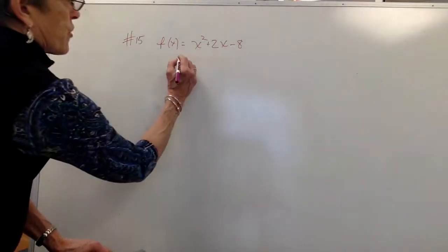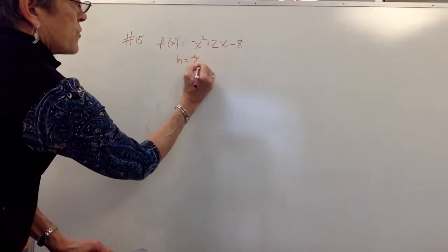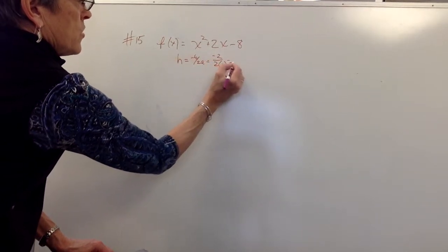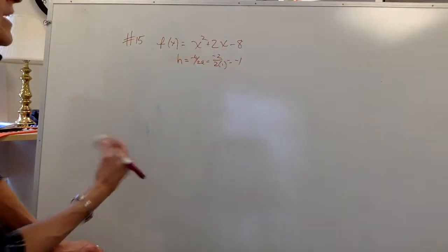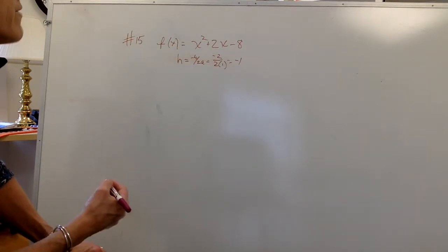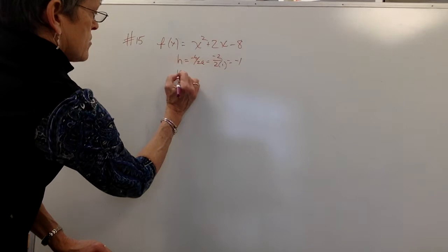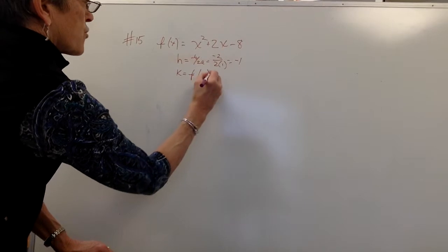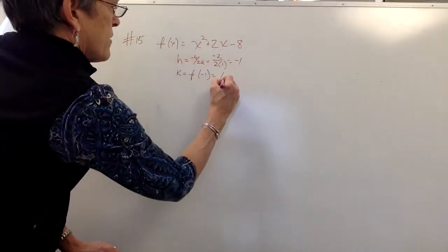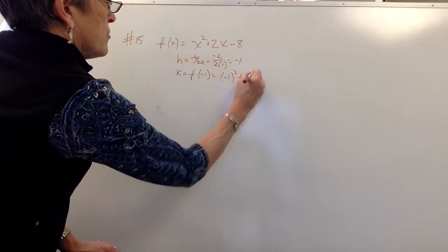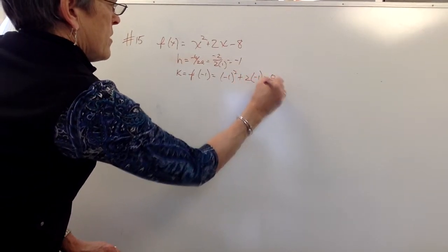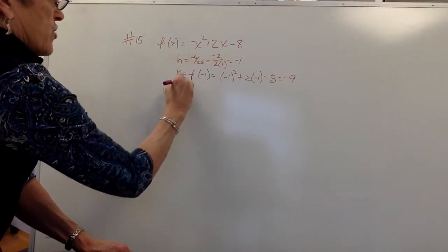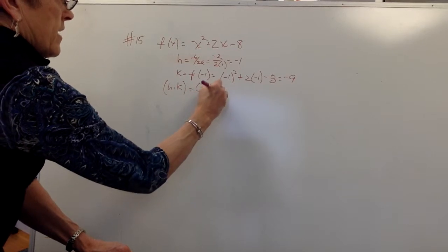So most of you probably started off with h equals negative b over 2a and took a negative 2 over 2 times 1, which was equal to a negative 1. Next step, of course, is to find the corresponding value of y, which is k. So k is what you get when you put h into the function, and you would get negative 1 squared plus 2 times negative 1 minus 8, which if you do the math is equal to negative 9. That means our vertex, h, k, is equal to negative 1, negative 9.